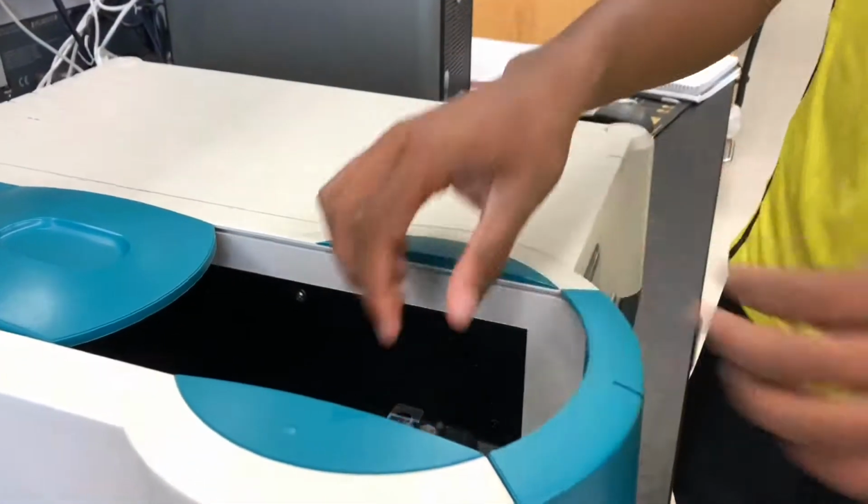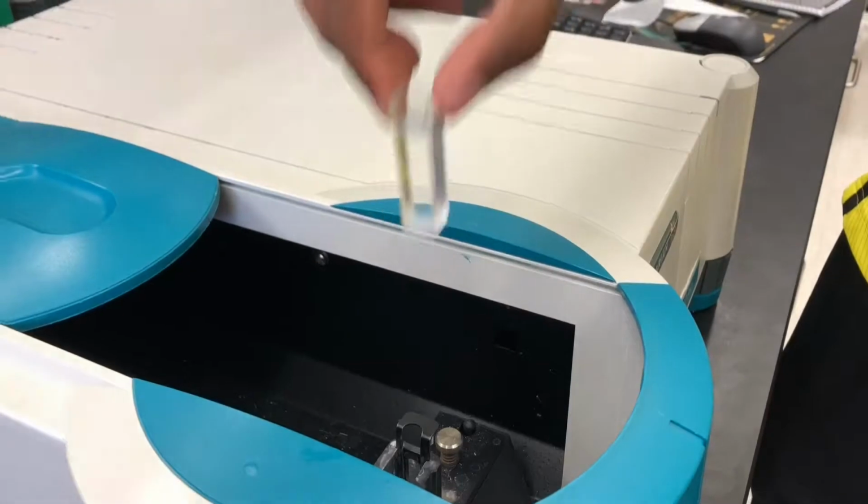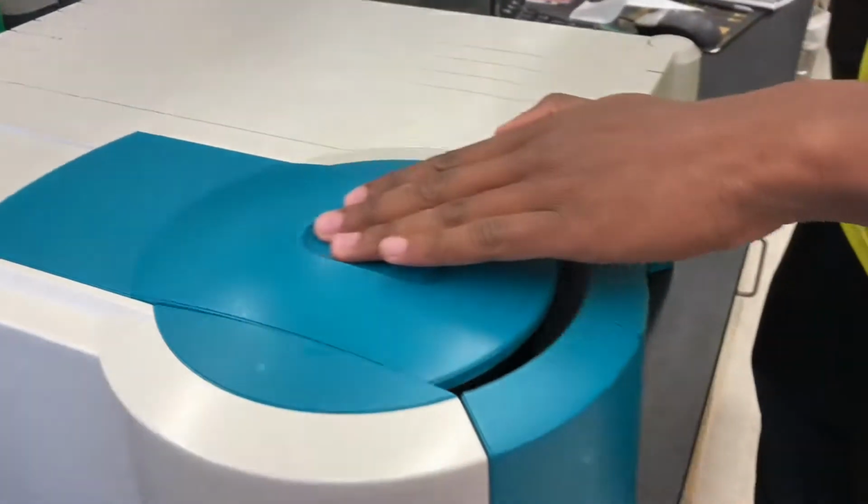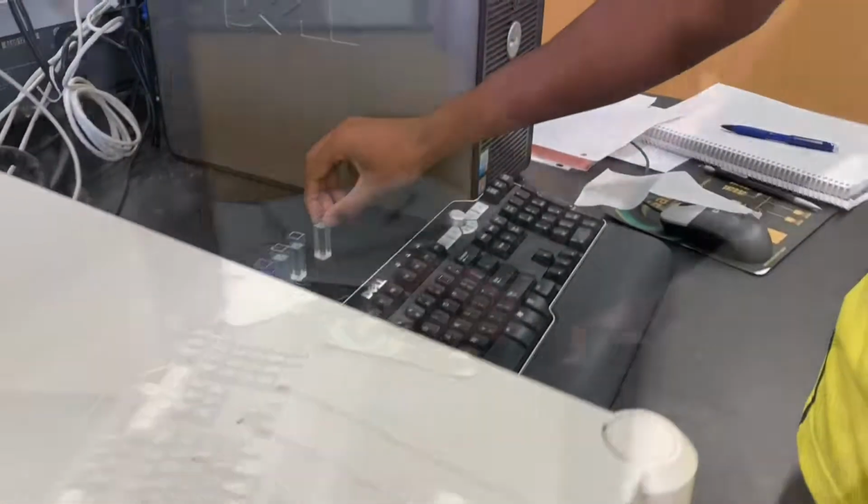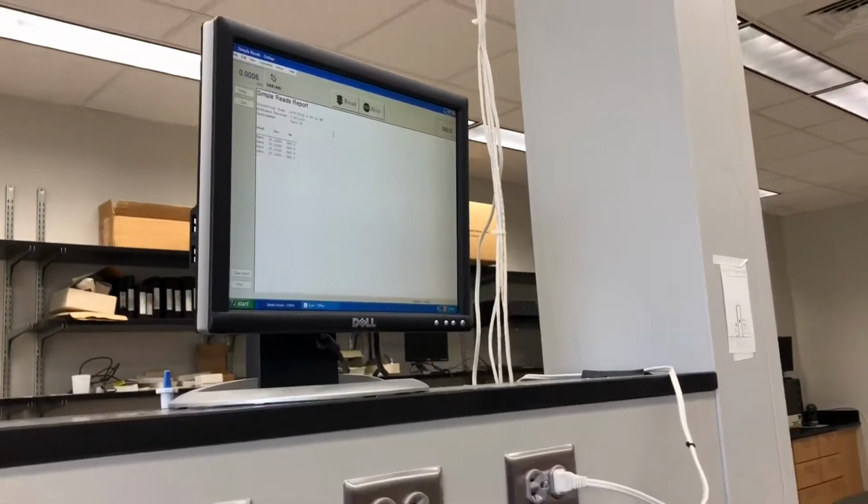Once you're done finding the absorbance of a solution, carefully open the spectrophotometer and remove the cuvette so you don't spill any of it.